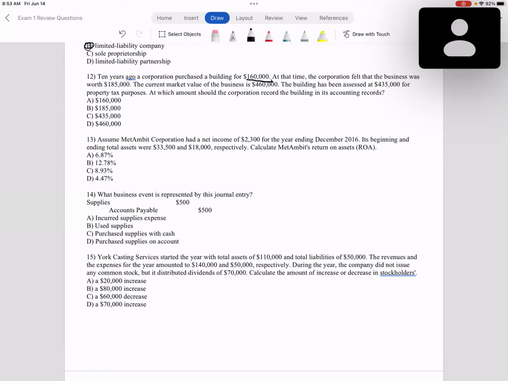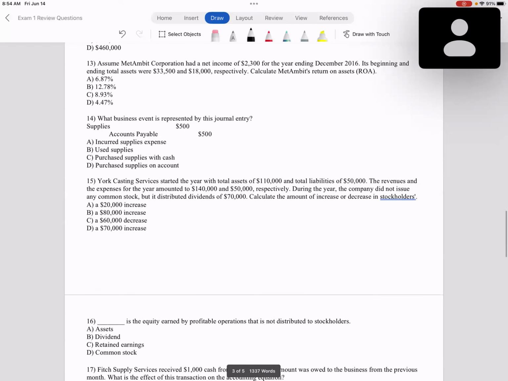At that time, the corporation felt the business, I don't know what business, I would imagine that's a typo, should be building. So they felt like it was worth more. That doesn't matter. You don't record it for what you think it's worth. Now, the current market value of the business, why is it saying business? Should be building, is $460,000. The building has been assessed for $435,000. From a financial accounting perspective, we don't mark these assets up to their current fair values. We just focus on what the cost was, and so that's $160,000.